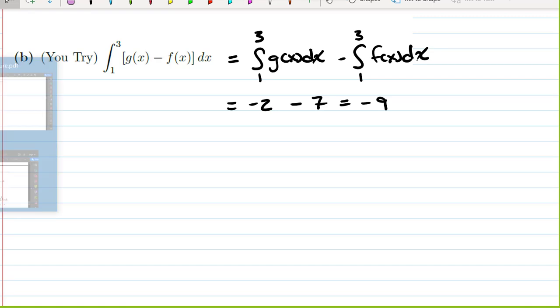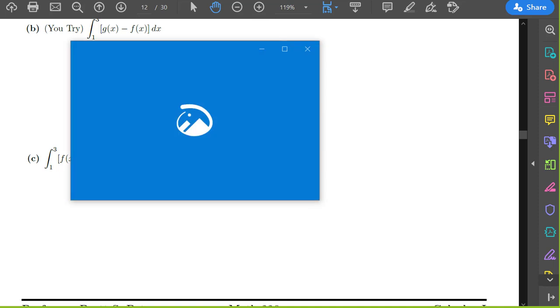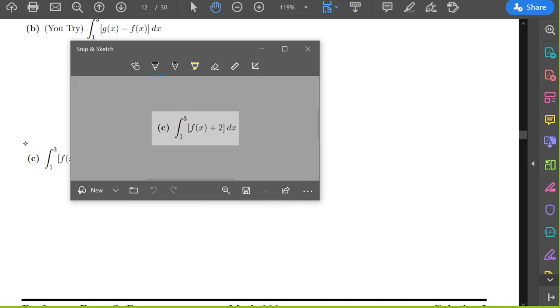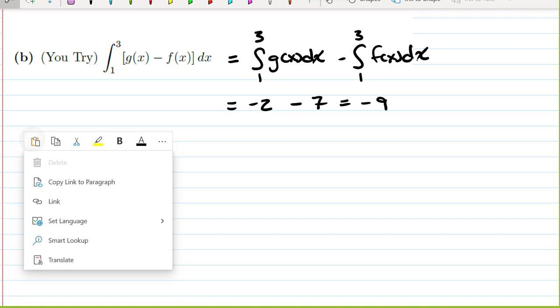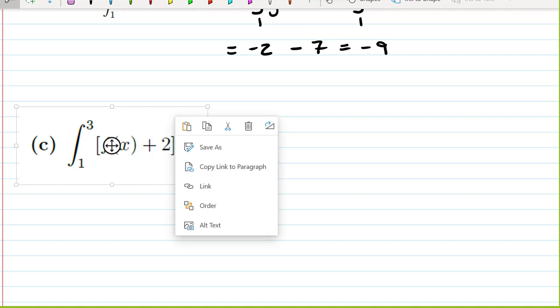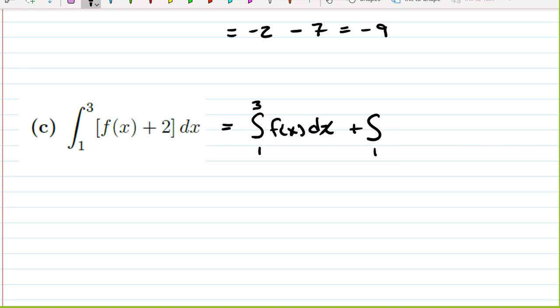All right, let's keep on going. So in our next example, we have the integral from 1 to 3 of f of x plus 2. So the first thing we'd want to do is break this up into our two separate integrals. So the integral from 1 to 3 of f of x dx plus the integral from 1 to 3 of 2 dx.